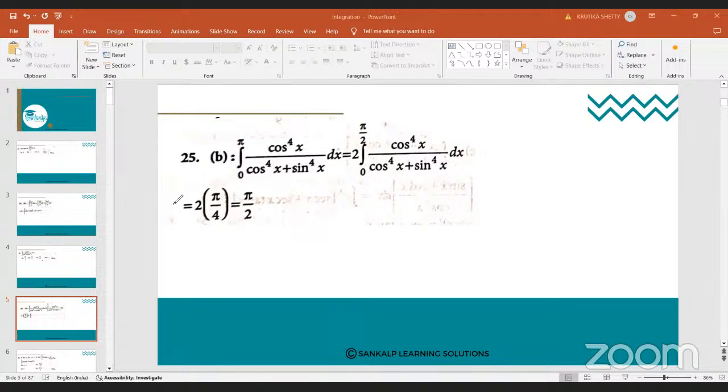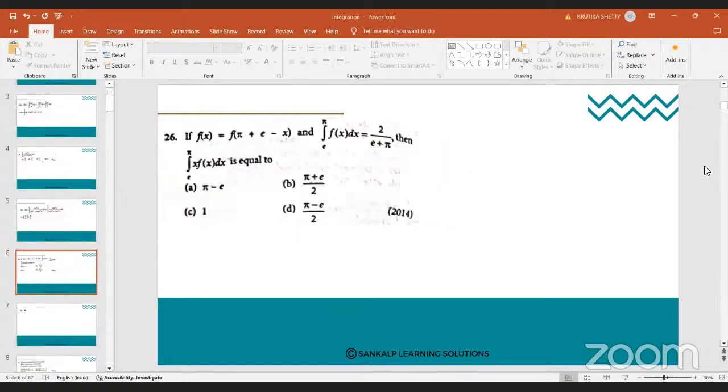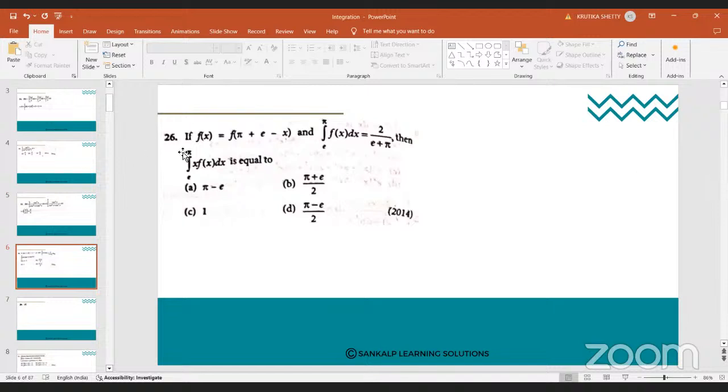Example number 3. Okay, so example number 26. If f of x is equal to f of pi plus e minus x, and the integration from e to pi of f of x dx is equal to 2 upon e plus pi, then the integration of x f of x dx from e to pi is equal to.